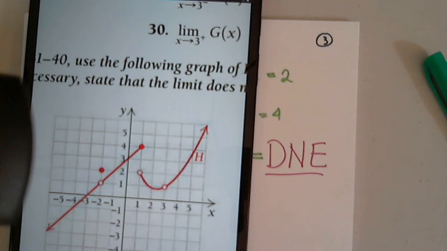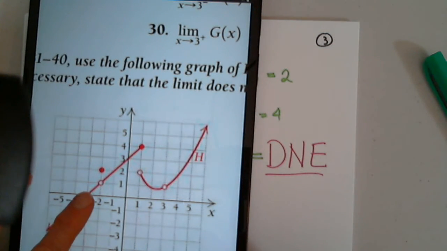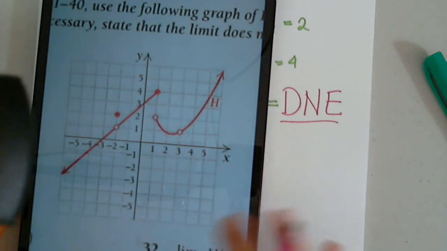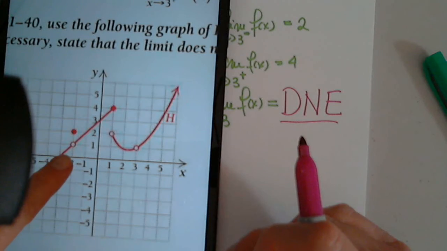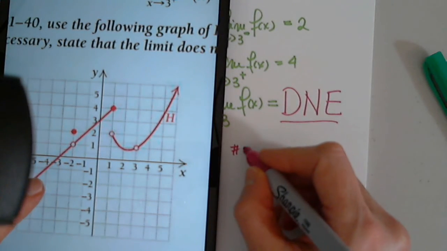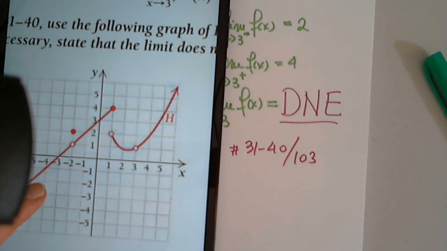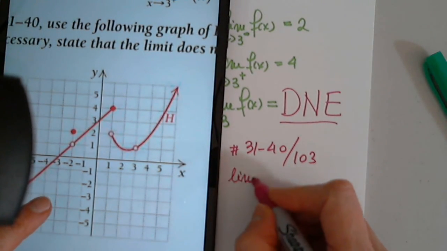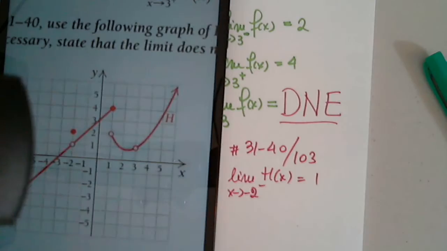Exercises 31 through 40. Okay, so the limit of h of x as x approaches -2 from the left. What is the limit? And I'm going to write it. 1. So -2 from the left is 1. So these are problems 31 through 40 on page 103. So indeed, the limit of h of x as x approaches -2 from the left is 1. Everyone agrees? Please speak up if you don't.